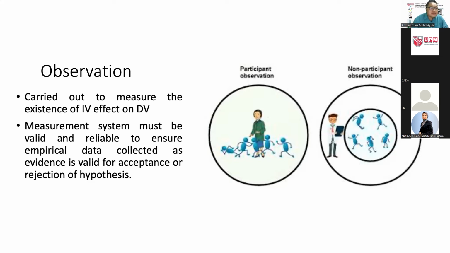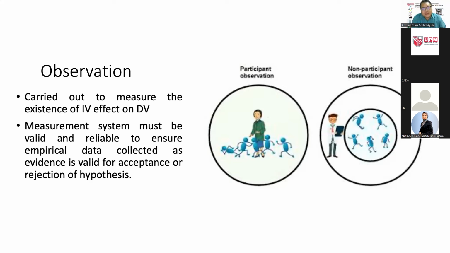The measurement system must be valid and reliable to ensure the empirical data collected as evidence is valid. Unless you are at an early stage where you are planning to do a mixed method, that is a different type of research design, where you combine the quantitative and the qualitative. So maybe at an earlier stage you want to do a mixed method whereby for the quantitative study you implement an experimental study, and to support your finding you collect qualitative data, maybe as an observation, and also by interviewing the respondents.